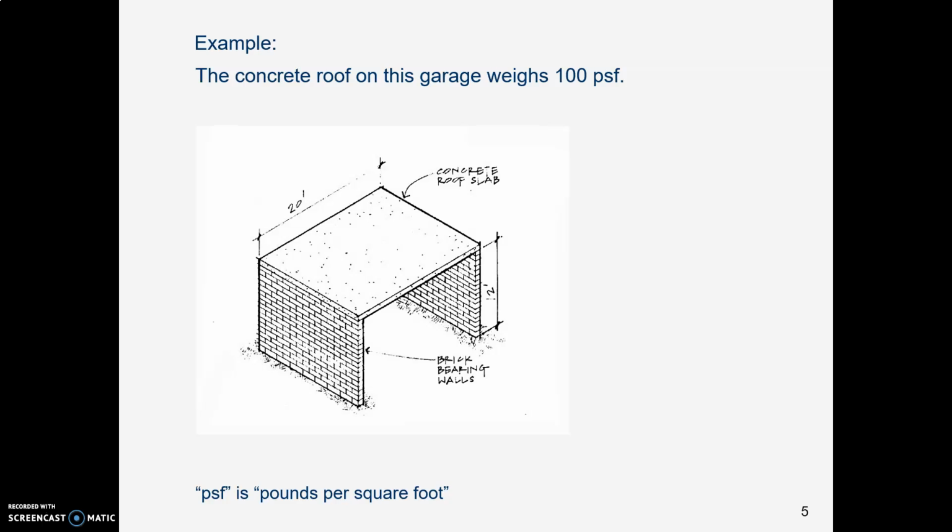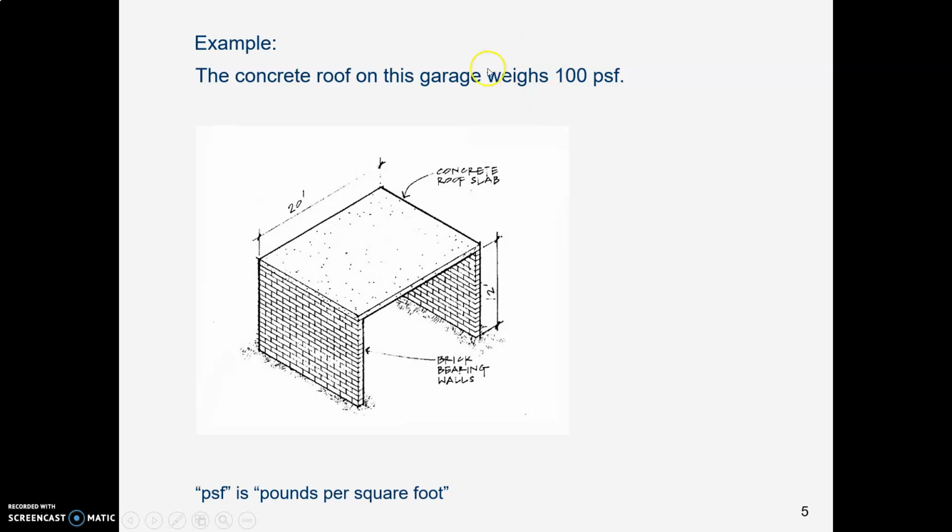Well, let's look at this example from our book. This is, he says, a concrete roof sitting on a garage. So the garage has a brick wall. It's got a concrete roof. Now, you might notice that in this sketch that he made, he does not tell us how deep this building is. He tells us it's 20 feet across and it's 12 feet high. He makes no mention of how deep that is.